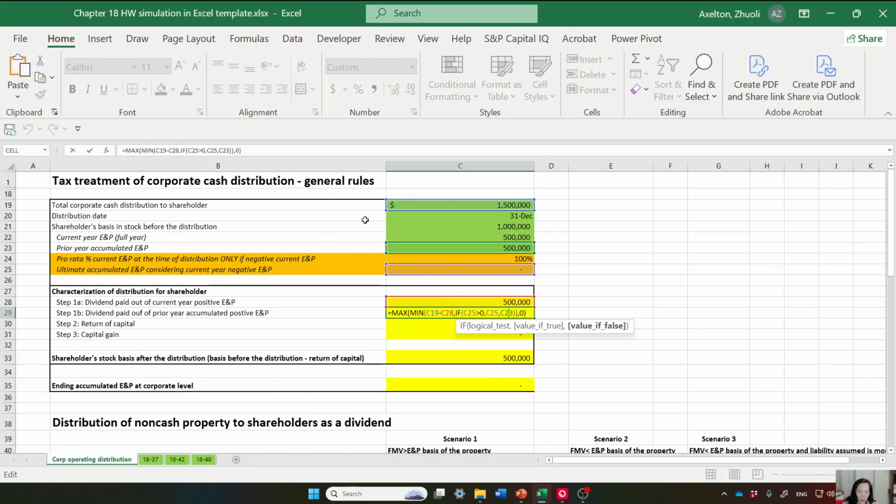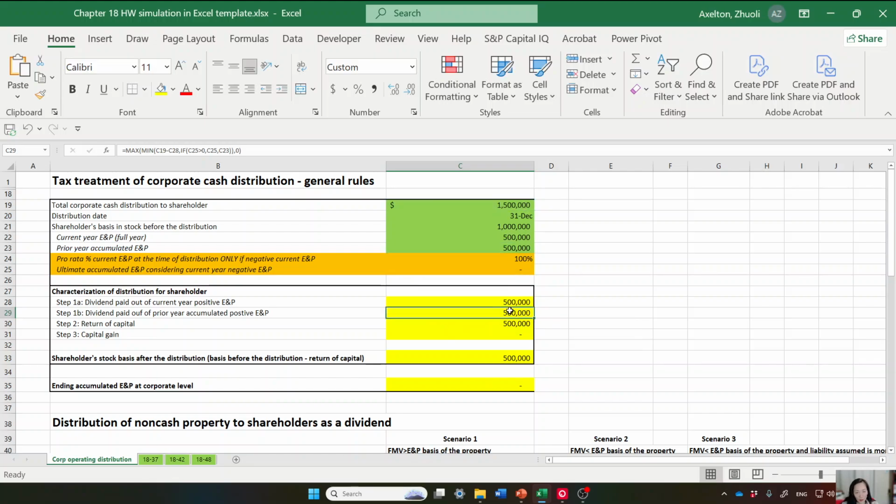This long formula here is basically doing the logic: comparing the remaining distribution after the allocation done at step 1A against the accumulated E&P, and figuring out which one is smaller. Then it leaves whatever smaller amount here, right? In this case, the 1 million versus the accumulated E&P of 500,000. The smaller is 500,000, right? Then after I allocate step 1A and step 1B, I still have some left over, because I have 1.5 million.